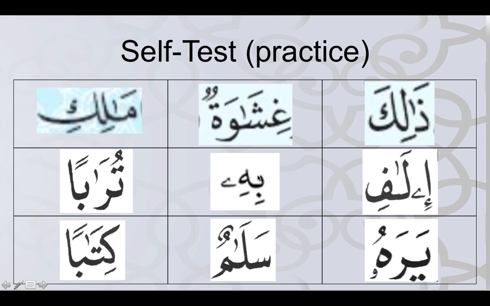Next we have ba kasra bi, ha kasra ya saghira hi, bihi. The next word is ta dhammatu, ra fatha alif saghira ra, ba fathatan ban, turaban.